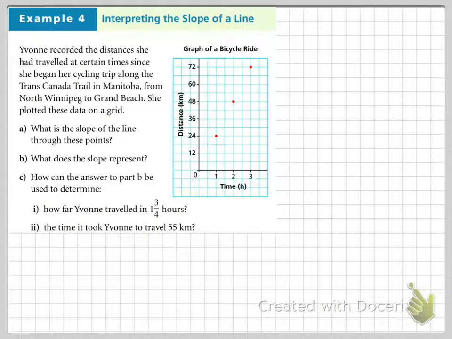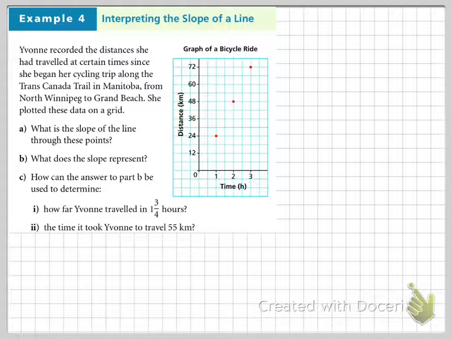Interpreting the slope of a line. Yvonne recorded the distance she had traveled at certain times since she began her cycling trip along the Trans-Canada Trail in Manitoba. She went from North Winnipeg to Grand Beach. She plotted the data on the grid. What is the slope between these points?